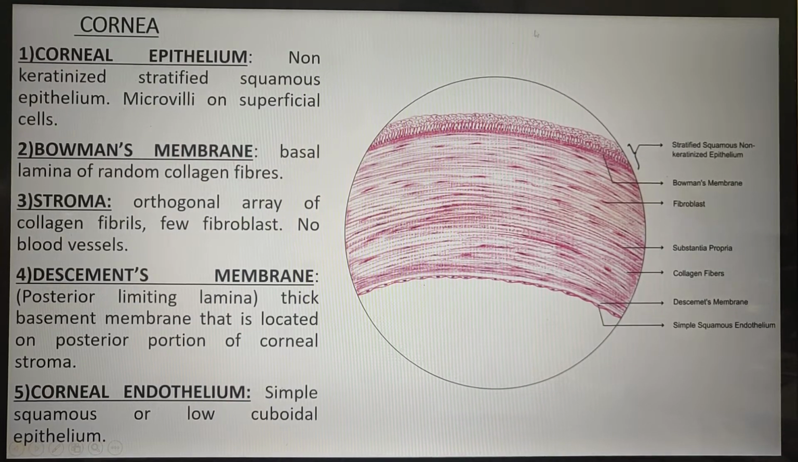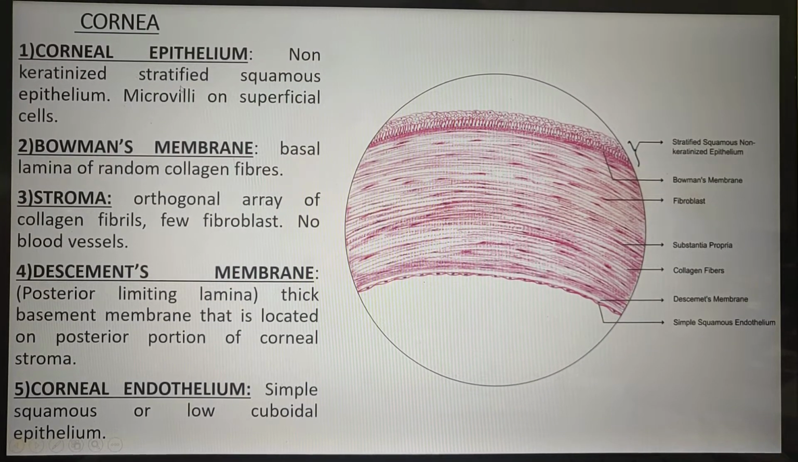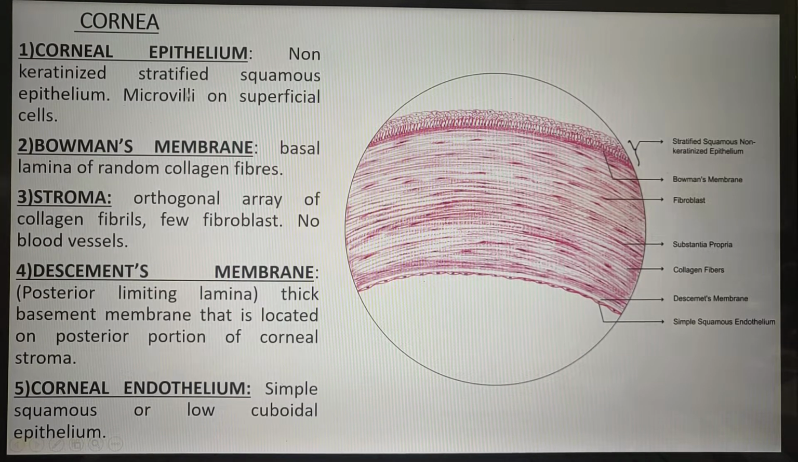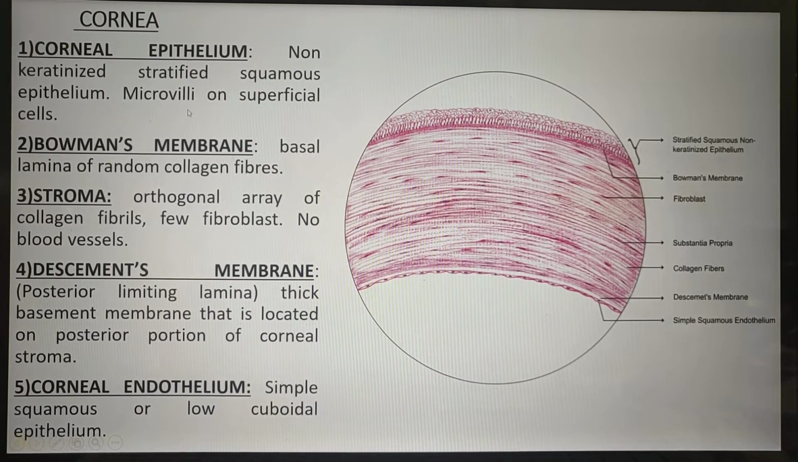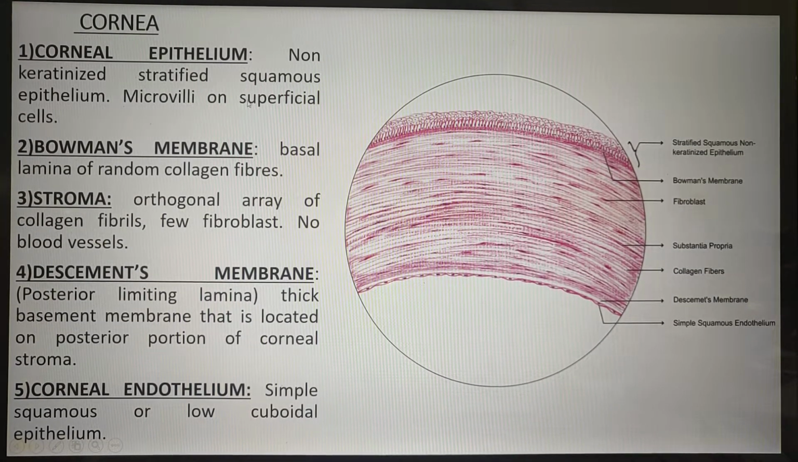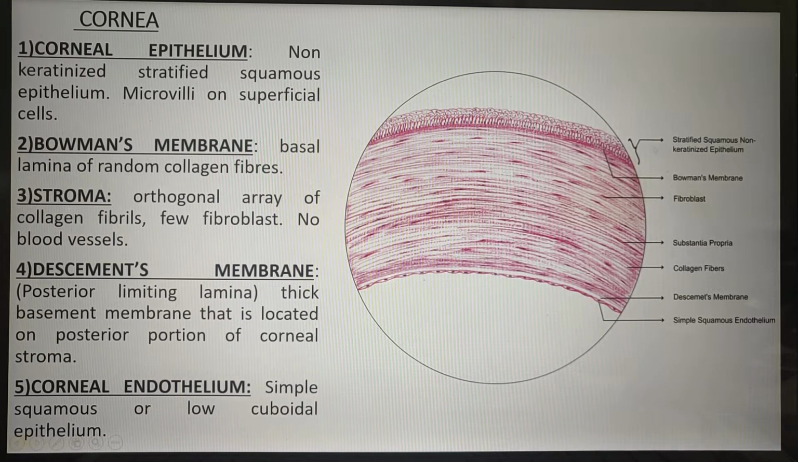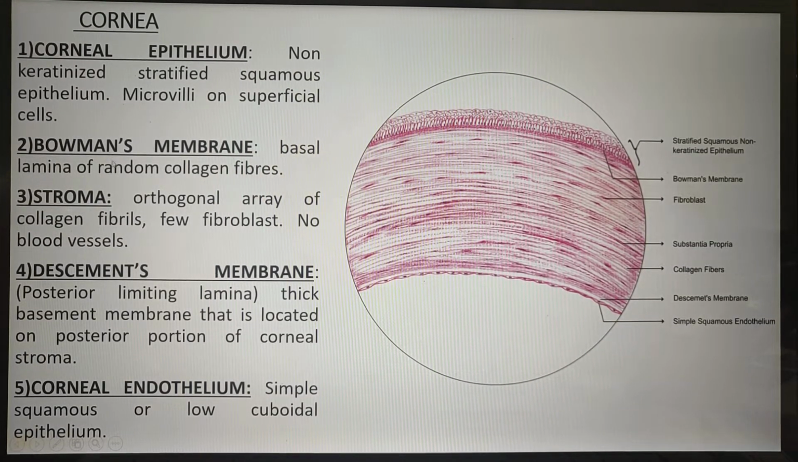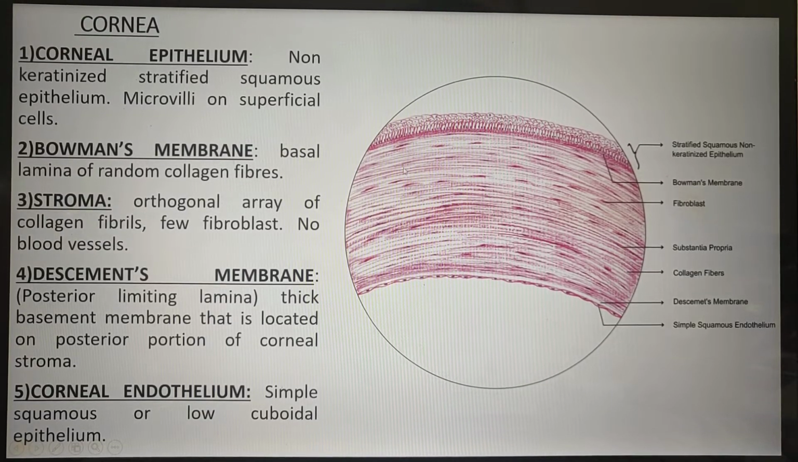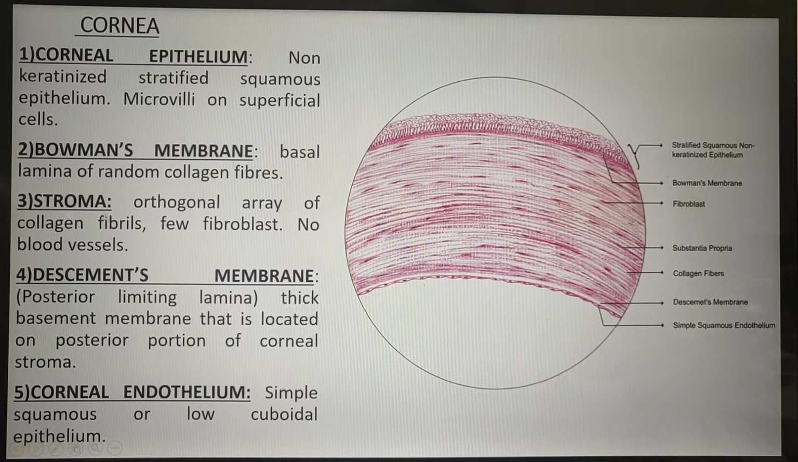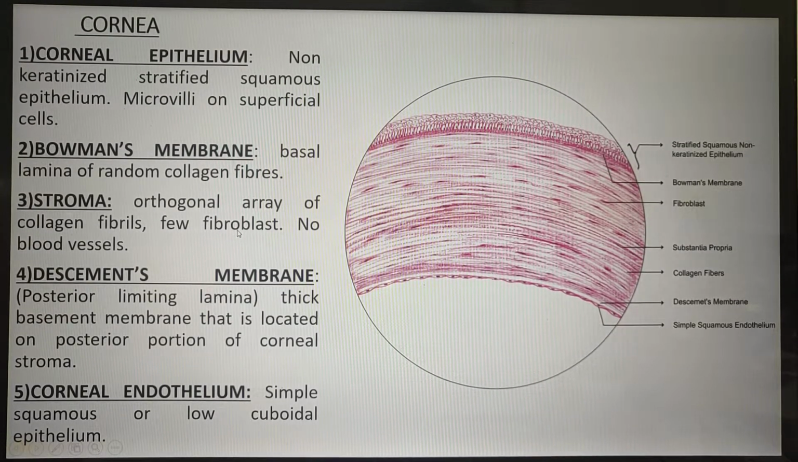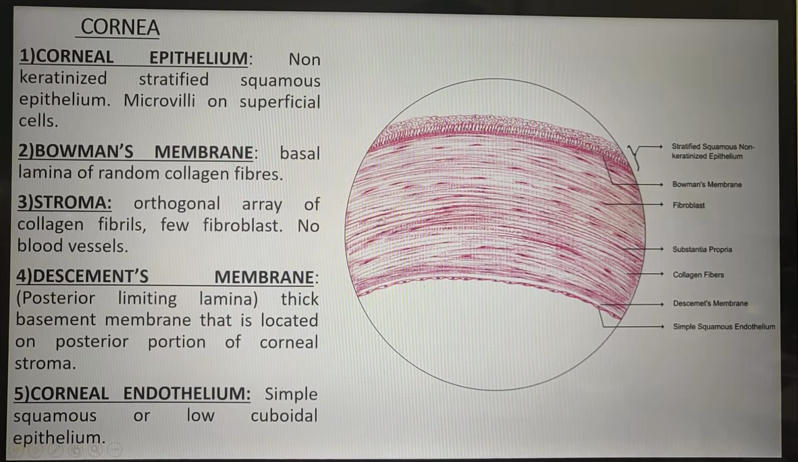The cornea. It basically has 5 layers. Here you can see there is the corneal epithelium. It is non-keratinized stratified squamous epithelium, with microvilli on superficial cells. Bowman's membrane, basal lamina of random collagen fibers. Then the stroma, an orthogonal array of collagen fibrils, with few fibroblasts, and no blood vessels.